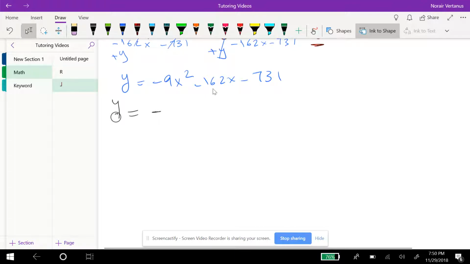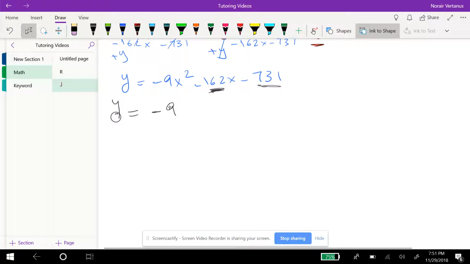I was checking to see if these are factorable. This is divisible by 9. The divisibility rule for 9 is adding the digits: 1, 6, and 2 add up to 9. So 162 is divisible by 9 because if you add them, you get 9. But this one isn't. If you add them, you get 11, and 11 is not divisible by 9. Anyway, I'm just going to divide it.